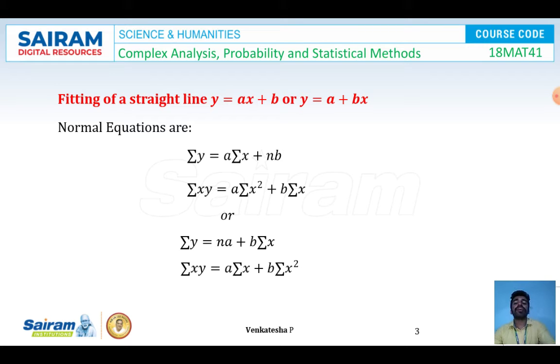So now for the equation y = a + bx, I am going to frame the normal equations. It is given by summation y = na + b summation x. Now first multiplying by x on both sides and applying summation again, we get summation xy = a summation x + b summation x square.